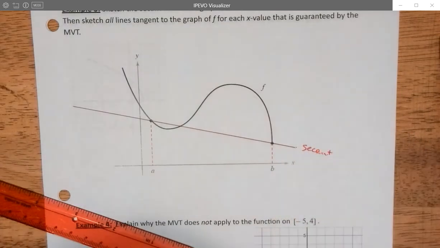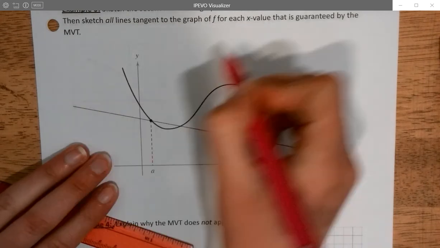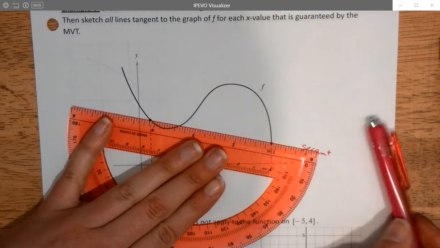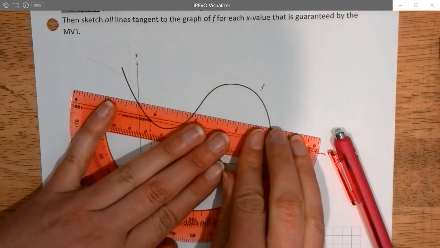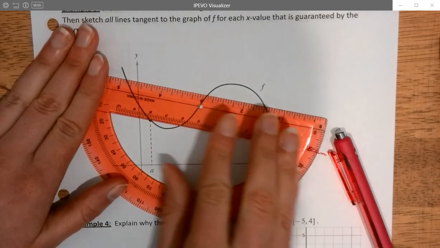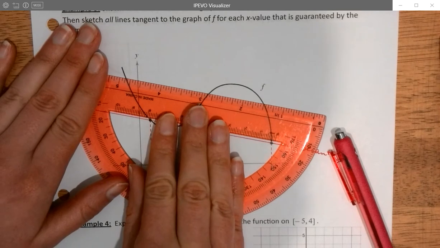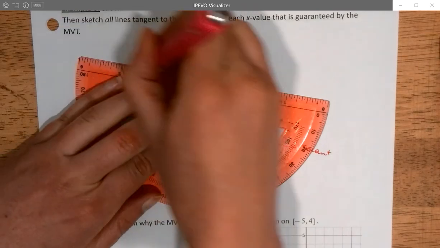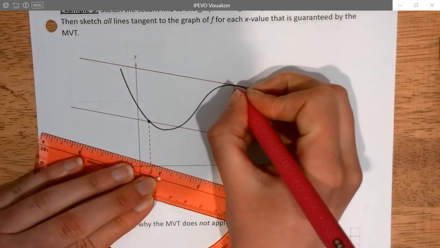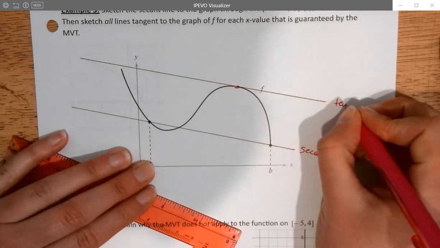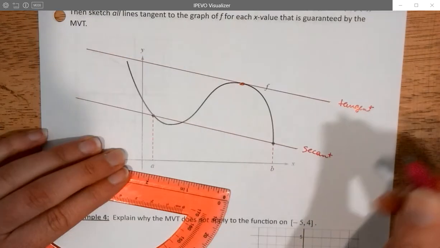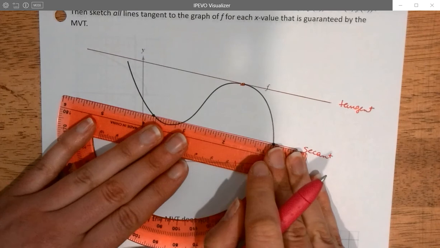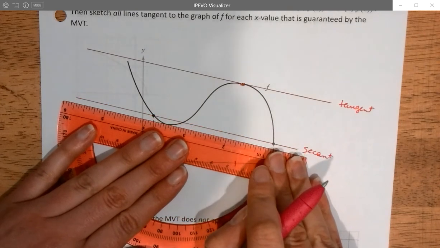Because this is a continuous and differentiable function, because it's smooth and connected, there should be at least one point that has this same slope as a tangent. So if I try to push this up without changing its direction, let's see if we can find a line that's tangent. There seems to be one right up here. So this would be a point where I have a tangent that is parallel to the secant. So I've got a C value right there. Hopefully those are parallel. And then if I draw down, I can say there's another one right here.